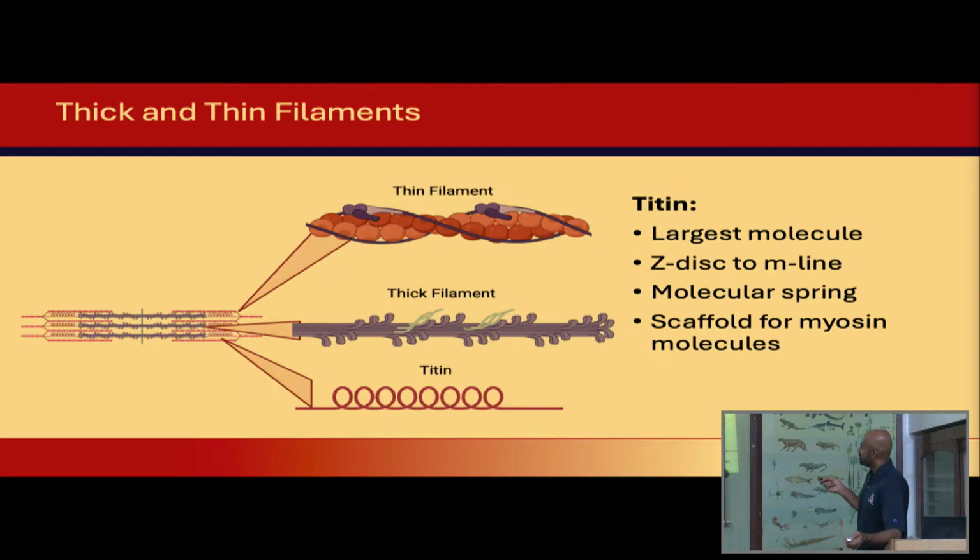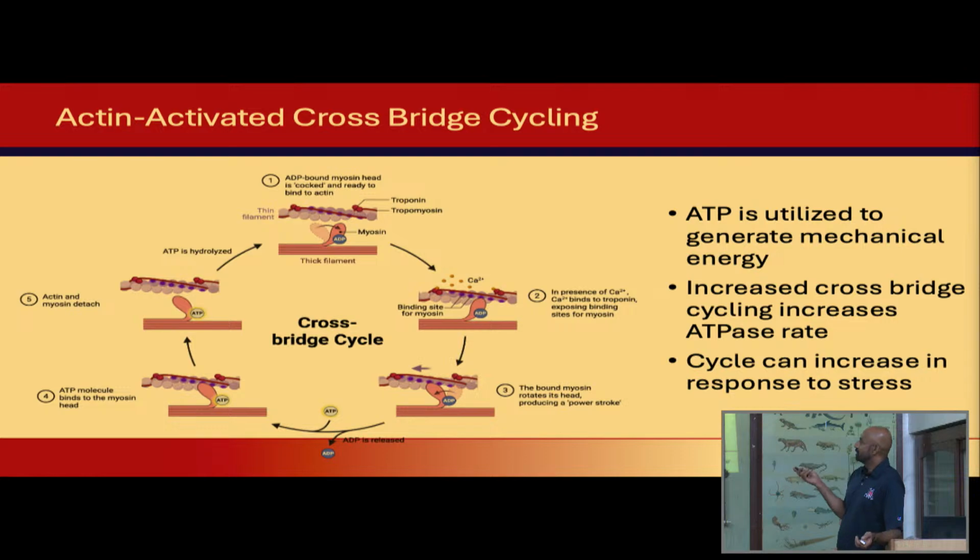Titin is the largest molecule. It runs through from Z line to Z line. It really kind of anchors, holding the entire sarcomere. It's a major protein. Mutations in titin are mostly related to dilated cardiomyopathy. So this is the standard.